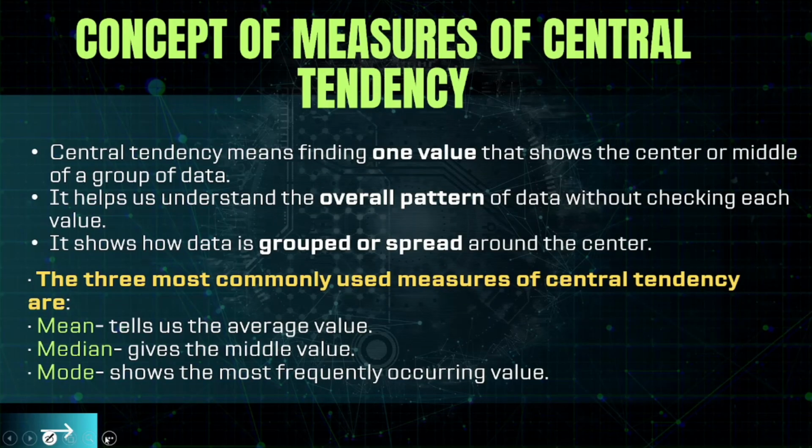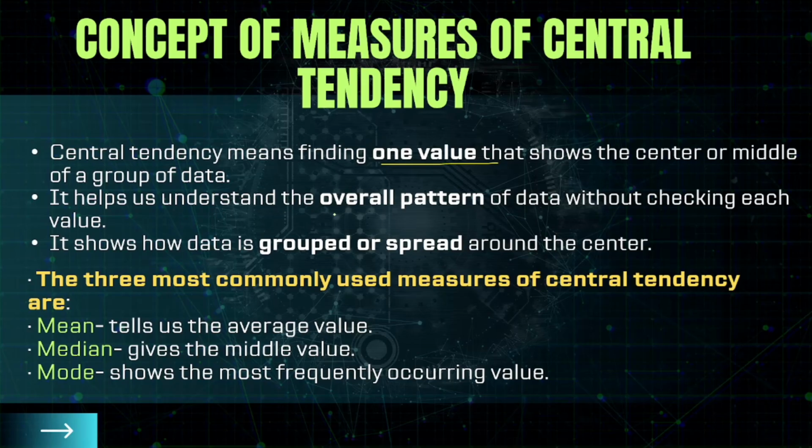Next important concept is the concept of measures of central tendency. What is the meaning of central tendency? Yes, there are three concepts you have to remember. One is finding the one value that shows the center or middle of a group of data. So one value is going to represent how the data is spread out. That is the one value that shows the center or middle of a group of data.